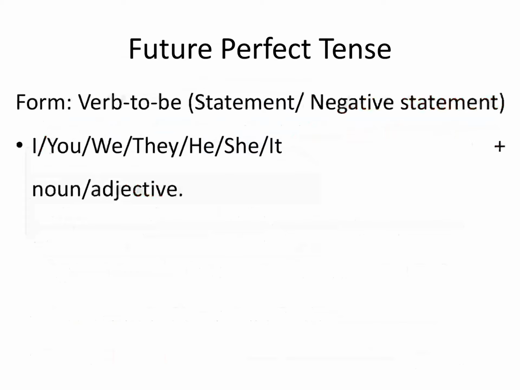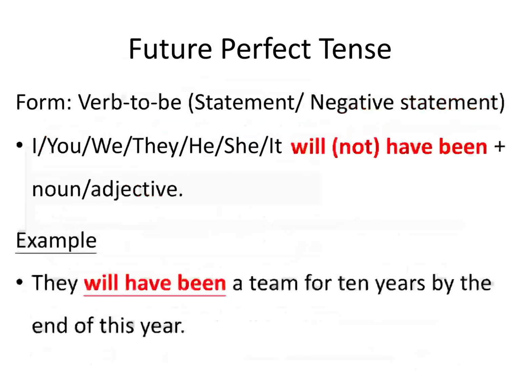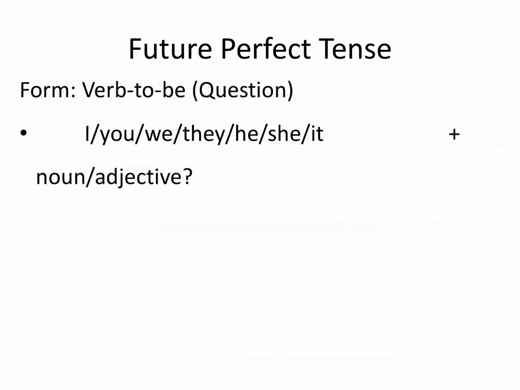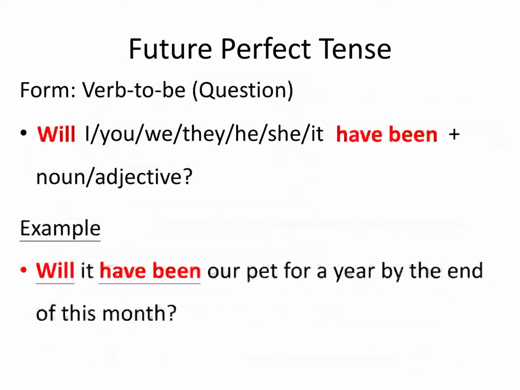The same pattern applies to verb to be. Since the PP form of be is been, the future perfect verb to be is will have been, or will not have been if it is a negative statement. Example, they will have been a team for 10 years by the end of this year. The same pattern also applies to questions, so I'm not going into detail here.